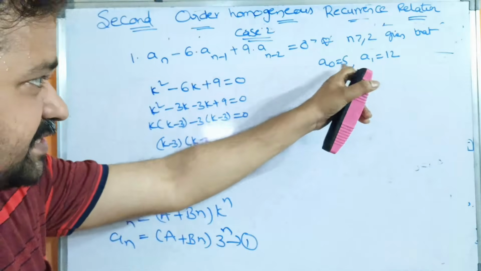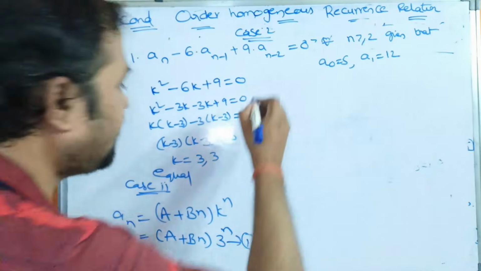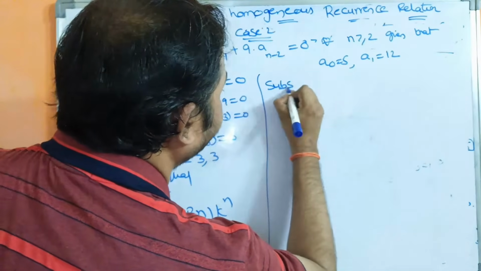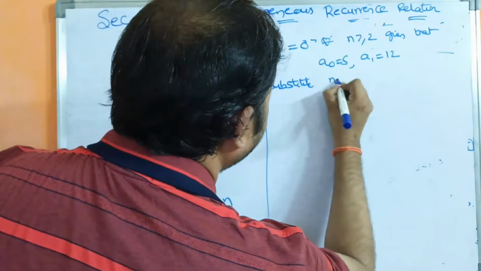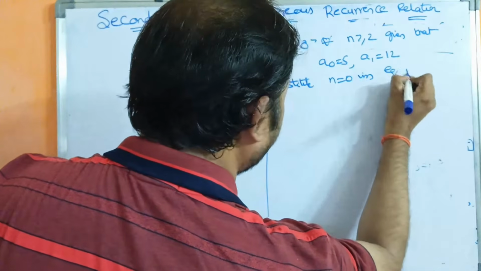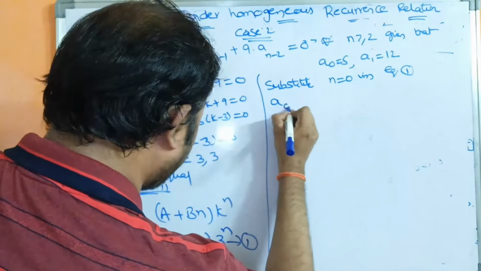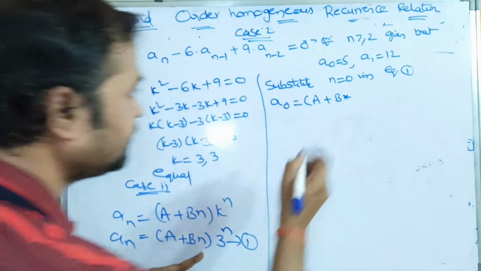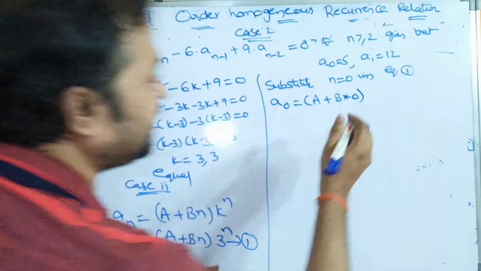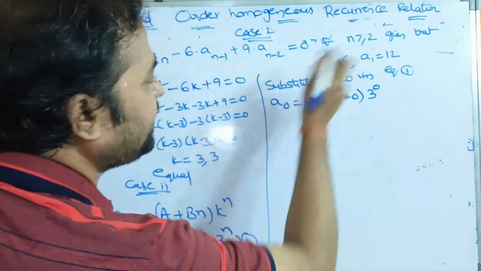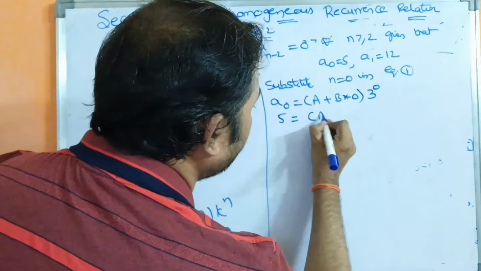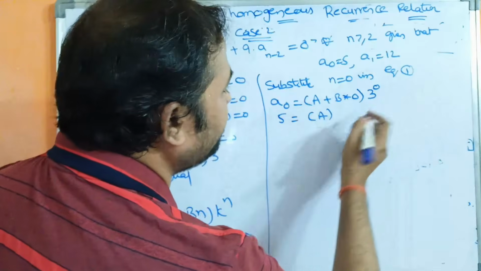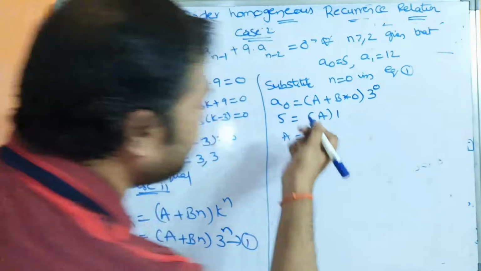Now we have to substitute the 0 value and 1 value in place of n in order to obtain a and b, and then we need to substitute those values. So substitute n is equal to 0 in equation 1. Then we get a0 is equal to a plus b into 0 into 3 power 0. What is a0 value? 5. So 5 is equal to a plus b into 0, which means a plus 0, that is a. 3 power 0 is 1, since anything power 0 is 1. So directly we got a as 5.